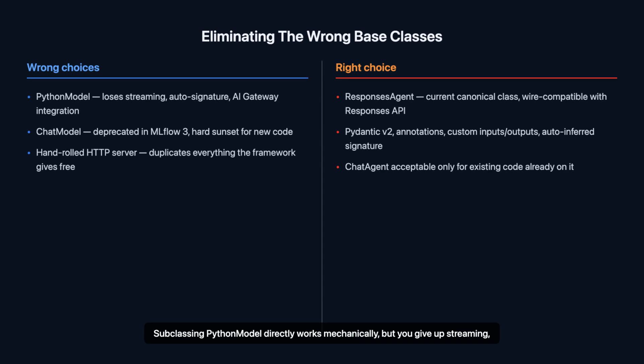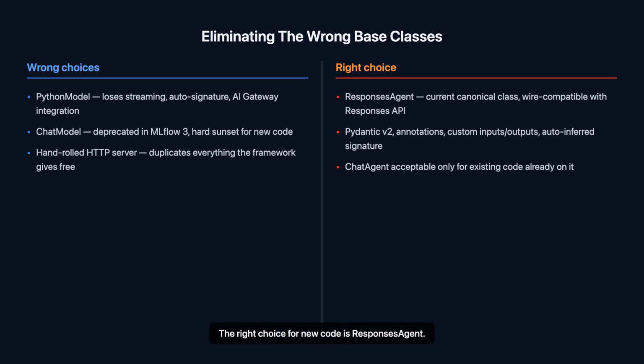Eliminations. Subclassing Python model directly works mechanically, but you give up streaming, auto-inferred signature, and AI gateway inference table integration. Chat model is deprecated in MLflow 3, with a hard sunset for new code. That's the vendor position, not an opinion. A hand-rolled HTTP server duplicates everything the framework already gives you for free.